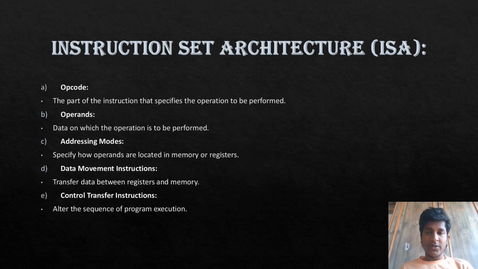Instruction set architecture (ISA). Opcode, the part of the instruction that specifies the operation to be performed. Operands, data on which the operation is performed. Addressing modes, specify how operands are located in memory or registers. Data movement instructions transfer data between registers and memory. Control transfer instructions alter the sequence of program execution.